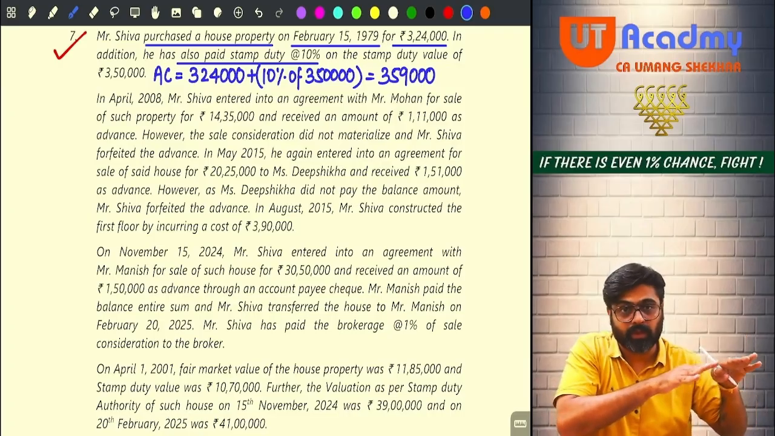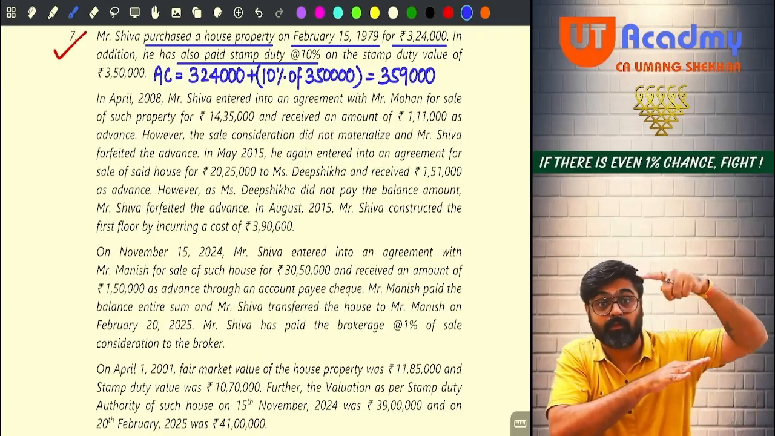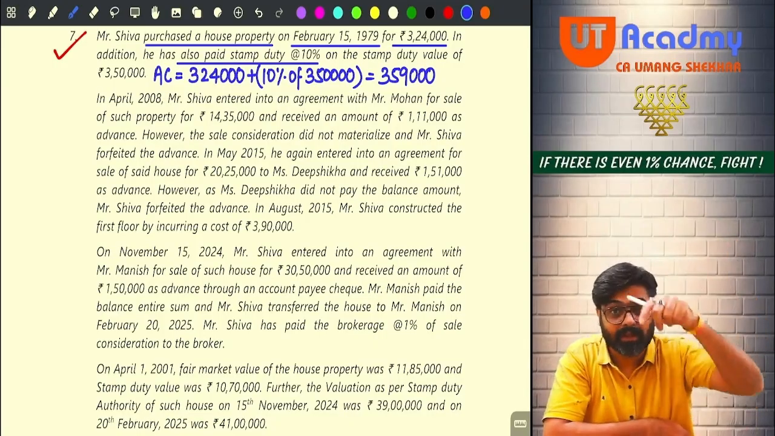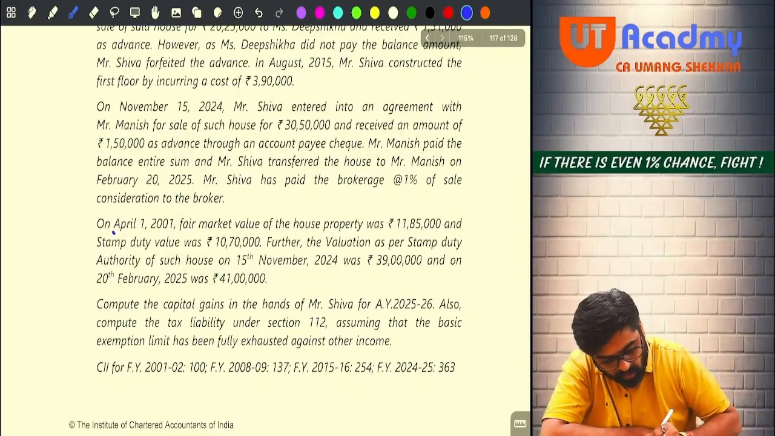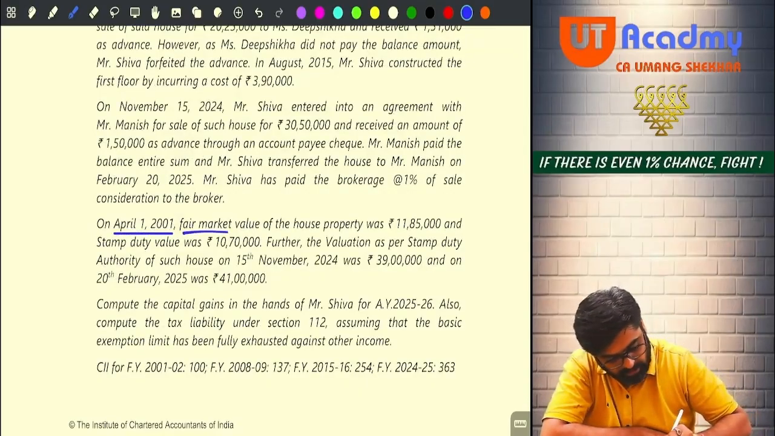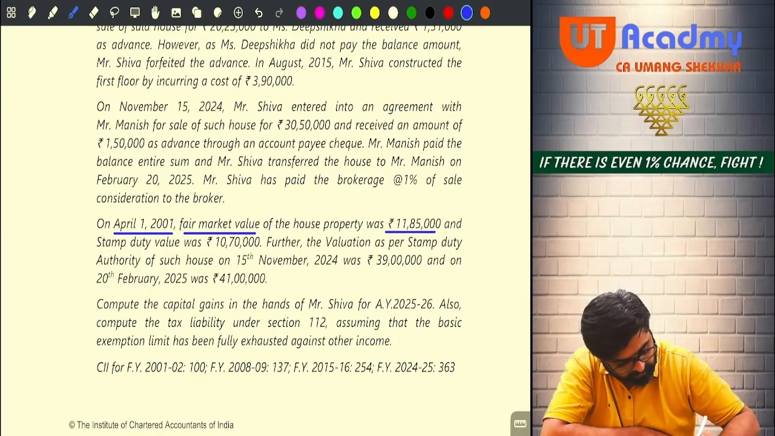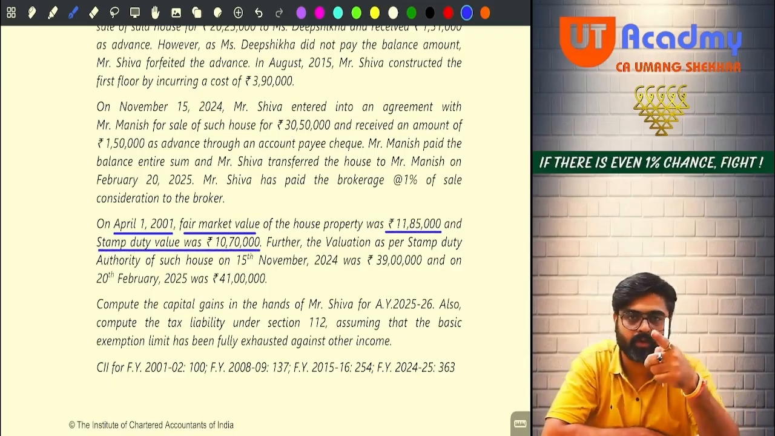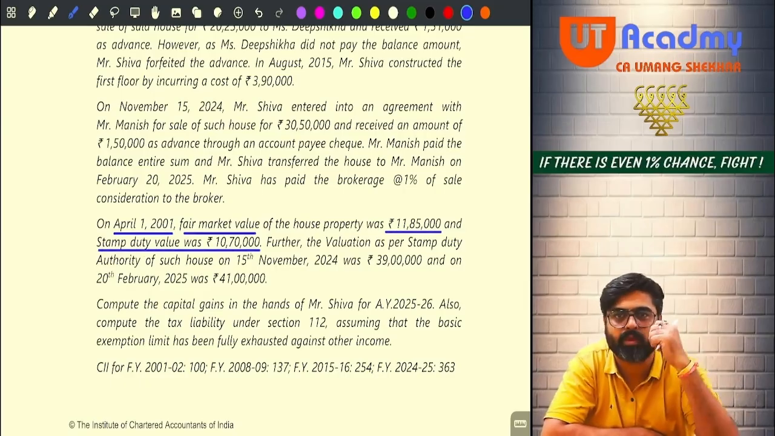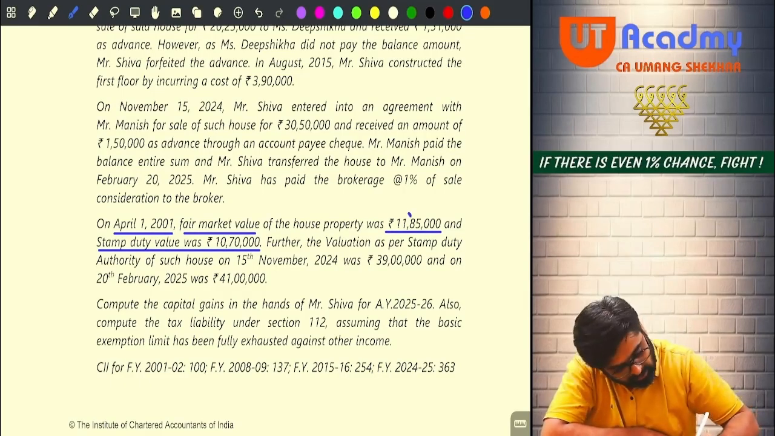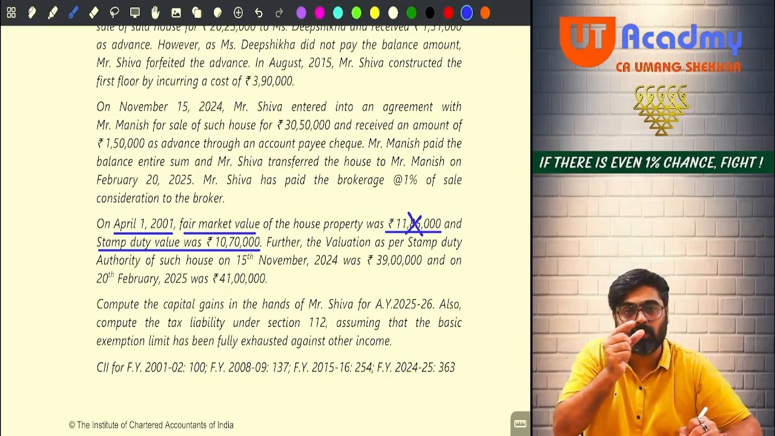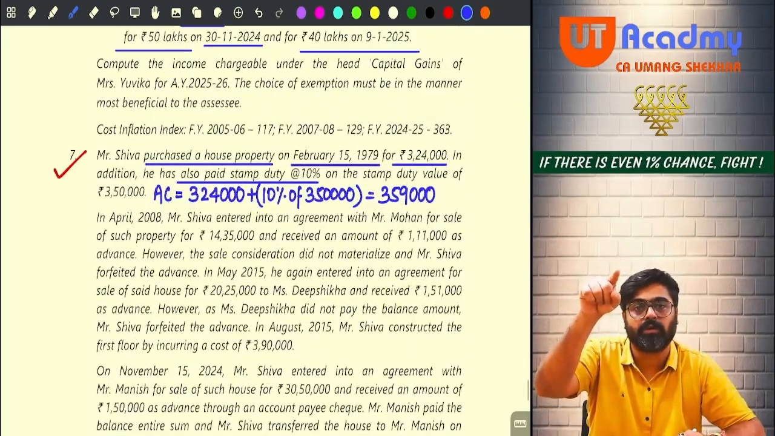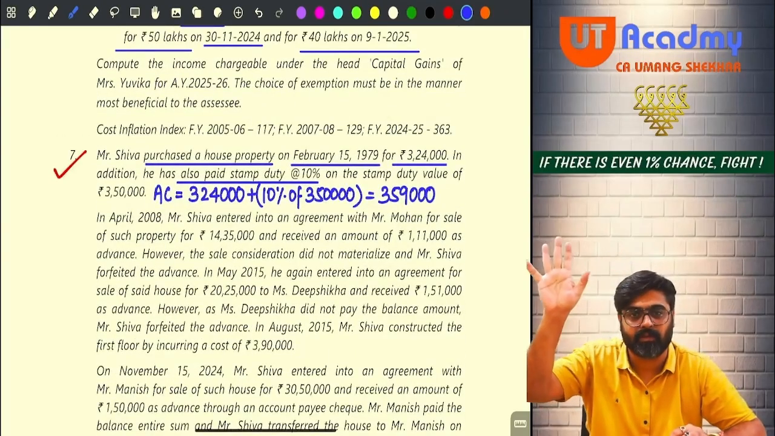So he will get the option to take the fair market value as on 1st April 2001, but that fair market value should not be more than the stamp duty value as on 1st April 2001. Both the things are given below. See, on 1st April 2001, the fair market value of the house property was 11,85,000 and the stamp duty value was 10,70,000. So you have this option to take 1185, but is this 1185 more than 10,70,000? So you cannot take this fair market value. Your fair market value will be restricted to 10,70,000. So either this fair market value or the actual cost, whichever is higher, can be taken as cost of acquisition.